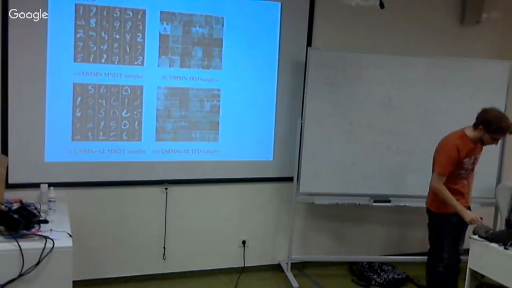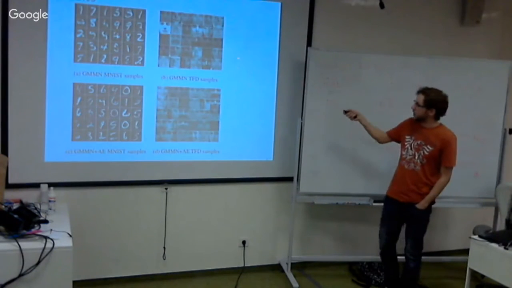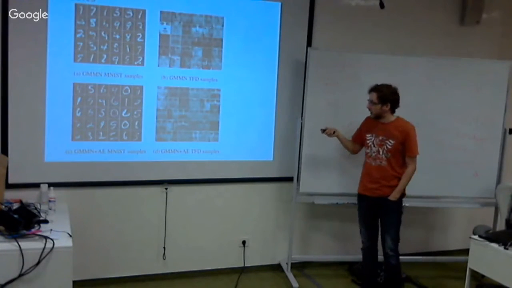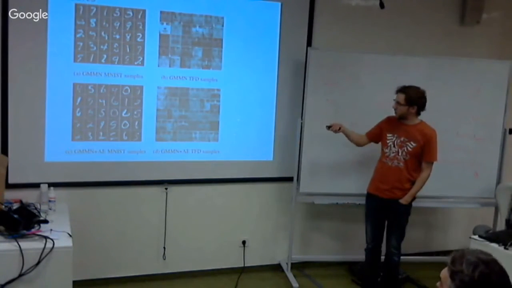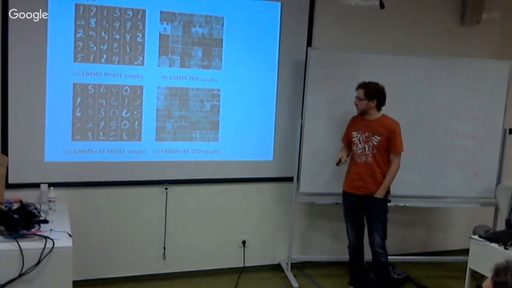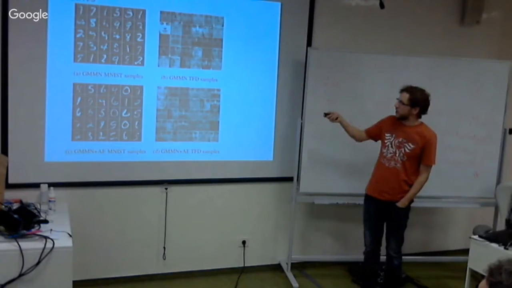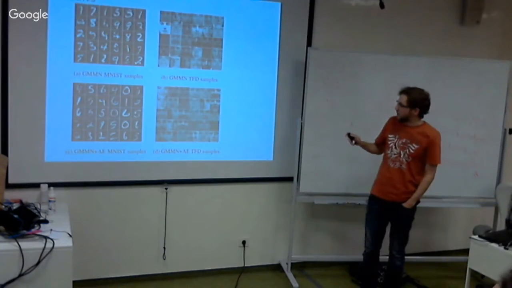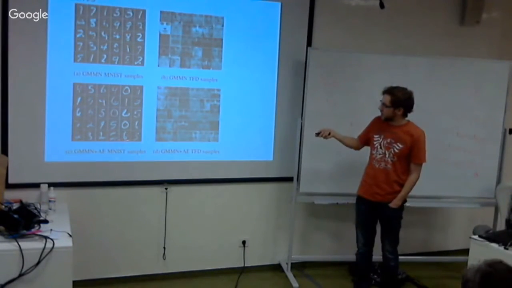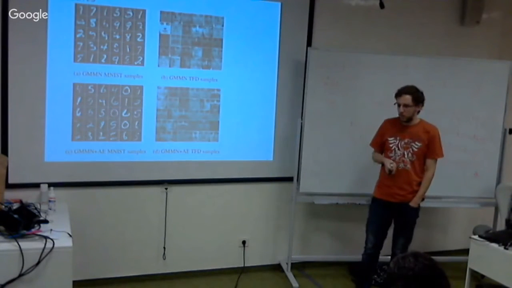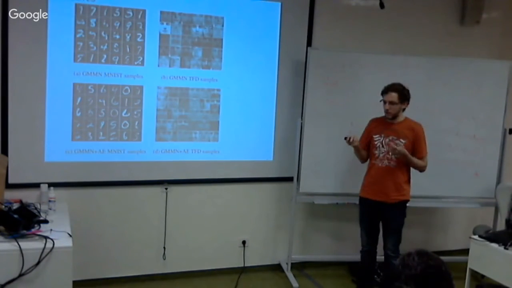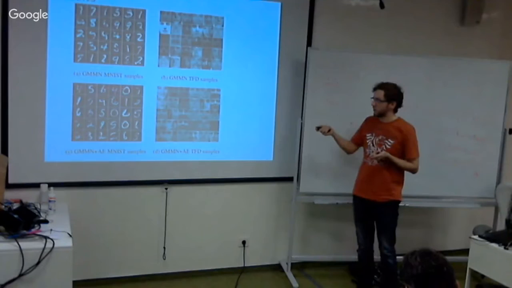And here are examples. The first row is simple MMD for MNIST and faces. And the second one is MMD plus autoencoder, also for MNIST and faces. As you can see, simple MMD gives noisy pictures, but MMD with autoencoder gives smoother ones. So I believe it is because we have a more dense feature space, which maybe somehow describes curvature of digits, stuff like that.